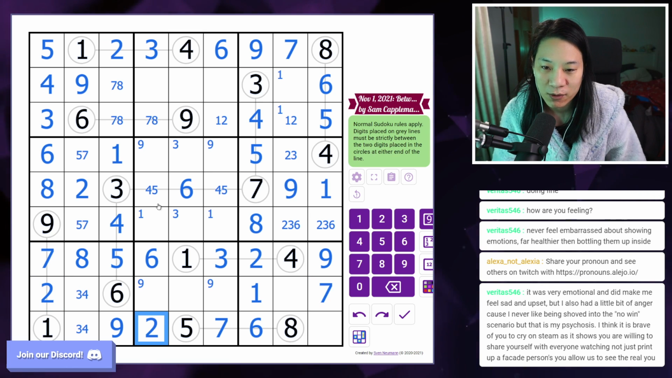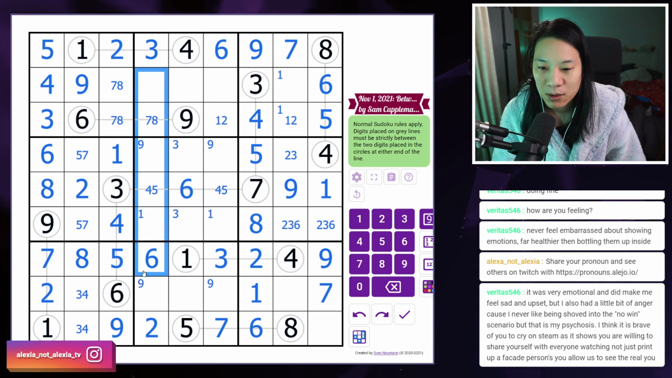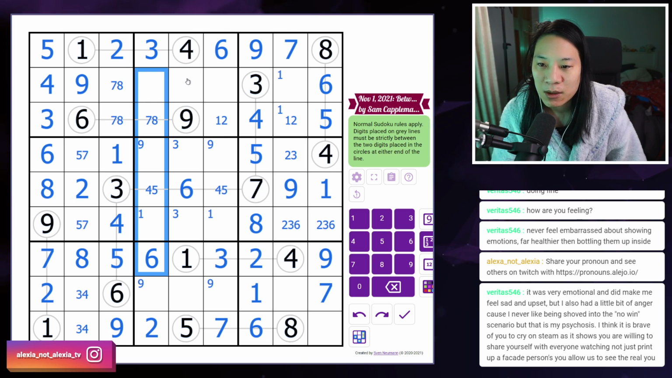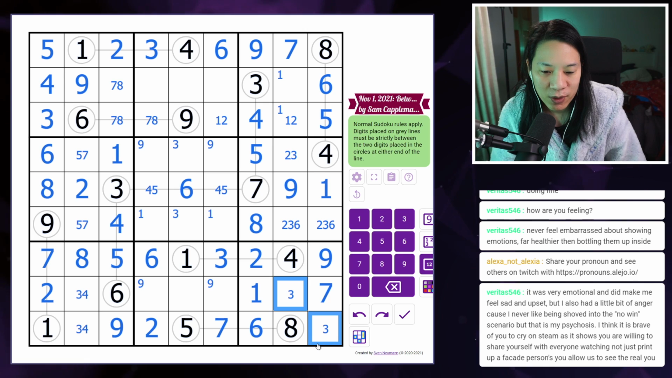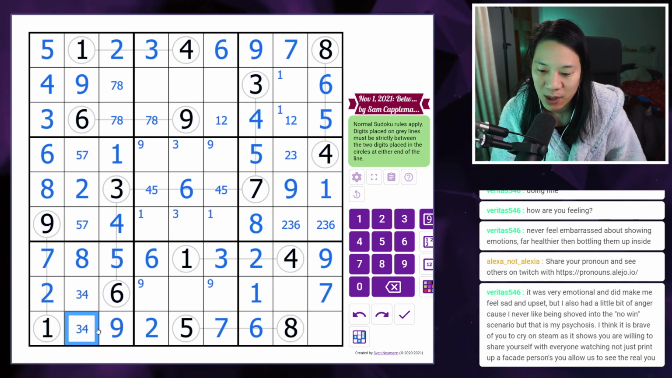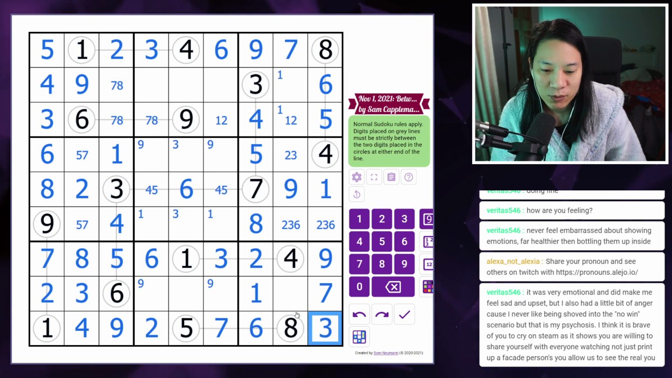7 and 2 are resolved. Solving a 2 here. Does that help us with the 2? I don't think it does. But these are now 3s and 4s. No, can't be 3s and 4s because I've got 4 there. So 4 and 3 are resolved, which means this is a 3.